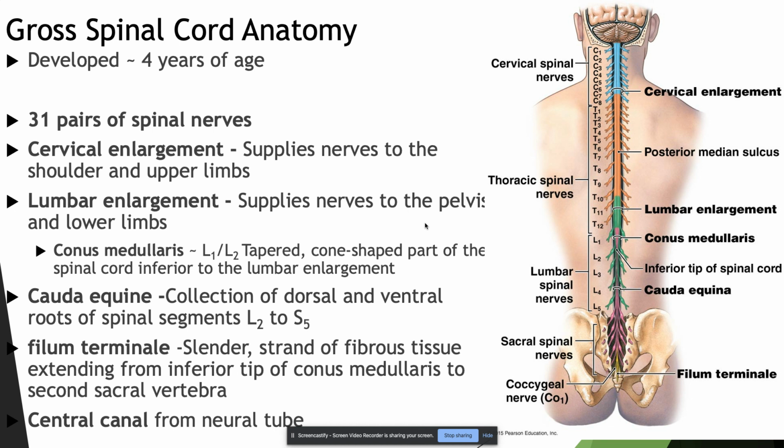So the posterior median sulcus is a shallow longitudinal groove on the posterior or dorsal surface of the spinal cord, and the anterior median fissure is a deep groove on the anterior or ventral surface. Finally, the central canal is a longitudinal pathway that extends the length of the spinal cord and contains the CSF.